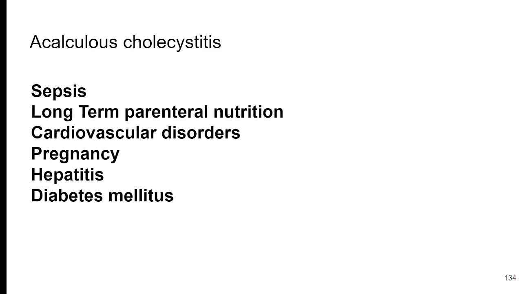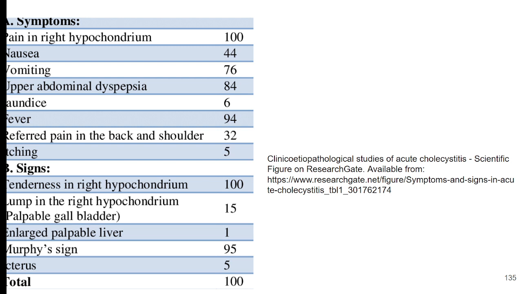Hepatitis also can be a cause for acalculous cholecystitis. Diabetes mellitus also is known to have a high incidence of acalculous cholecystitis. So the reason for acalculous cholecystitis is a hematogenous spread of the infection, but that hematogenous spread of the infection can be triggered due to other systemic causes.